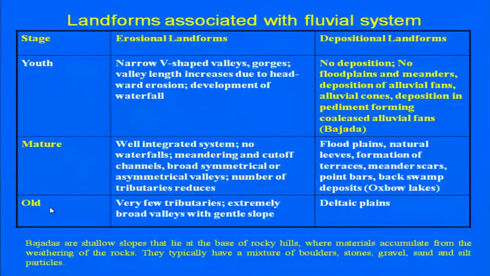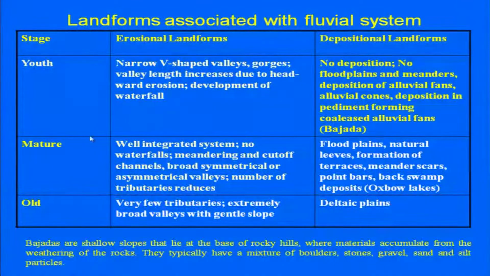Then you have the old stage, with very few tributaries. In the mature stage the number of tributaries reduces, whereas in the old stage there are very few tributaries, extremely broad valleys and gentle slopes. Extremely broad valleys means you have given enough time to the channel to erode and result in the formation of a broad valley, that means sideway migration. And the landforms related to this are basically the deltaic plains. Deltaic plains are the regions where you see the old stages also.